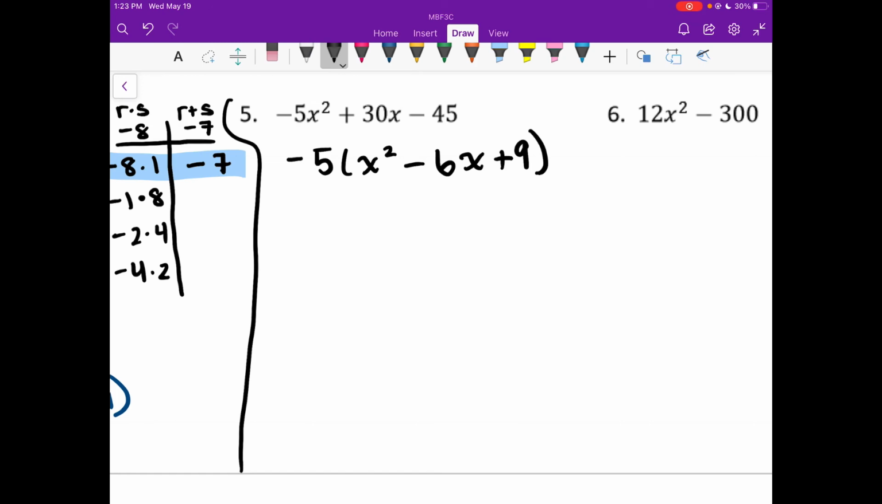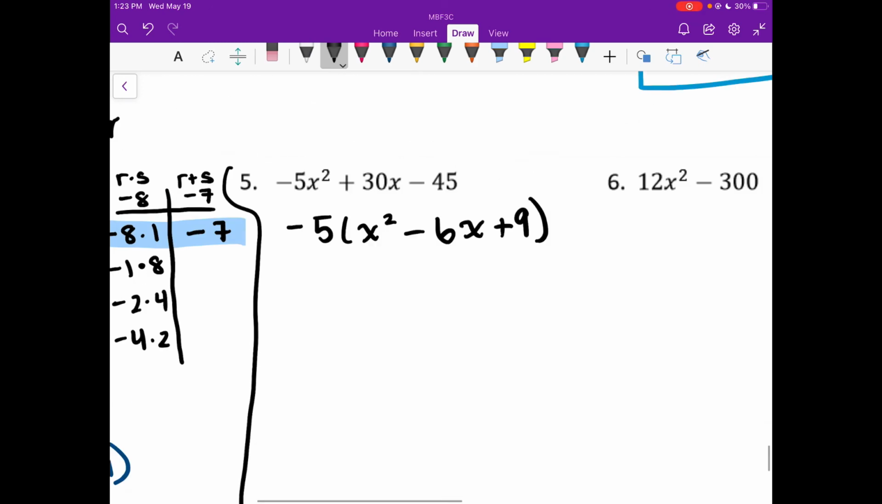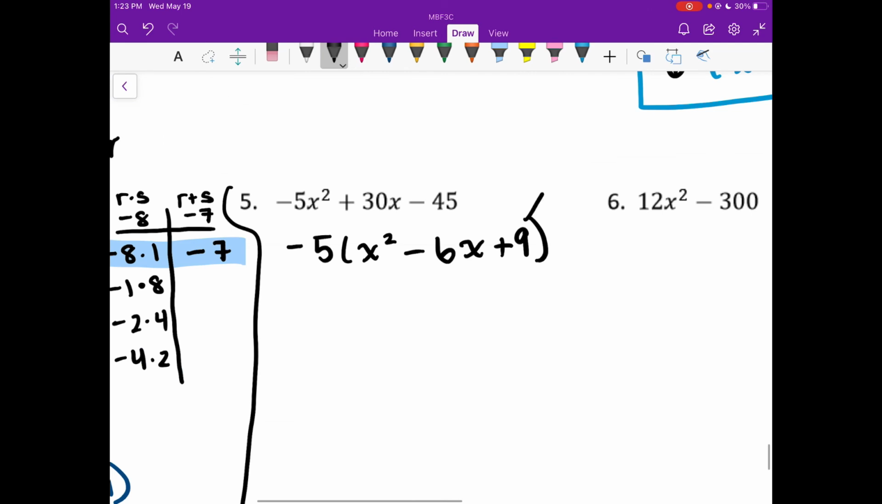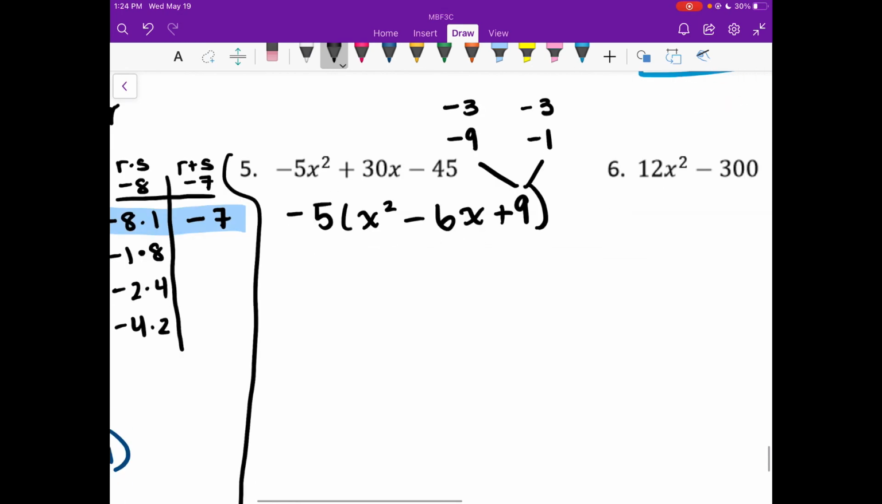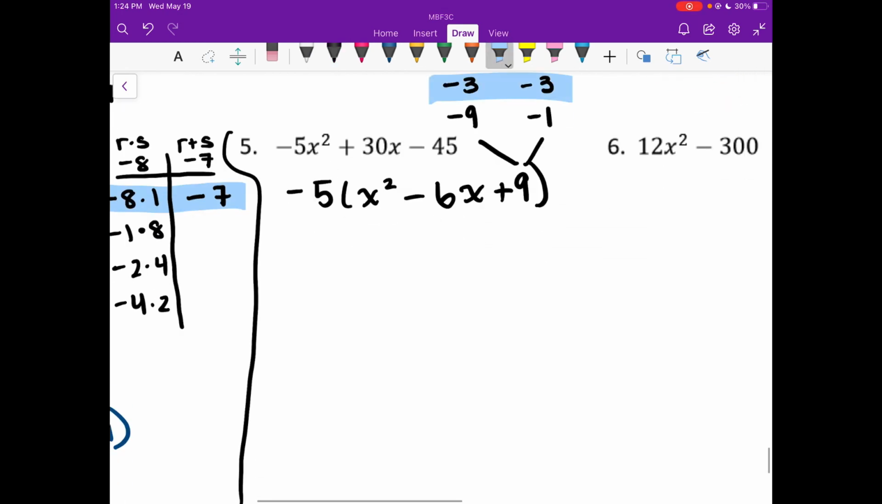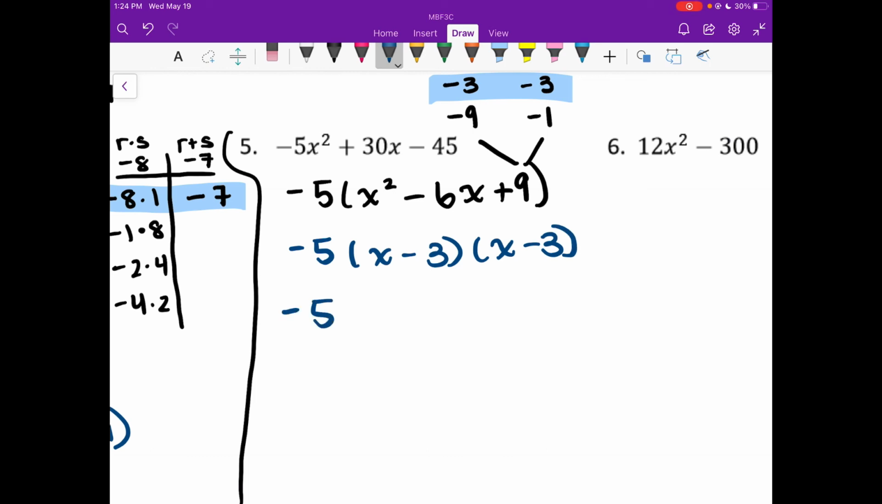So I have to look at this and be like, okay, the only two negative factors here that will work are -9 and -1, and -3 and -3. Right? -9 and -1 I know is not going to work, so I know it's just going to be -3 and -3. Right? So I'm going to be left with -5, x minus 3, x minus 3, and I know I can just do x minus 3 squared.